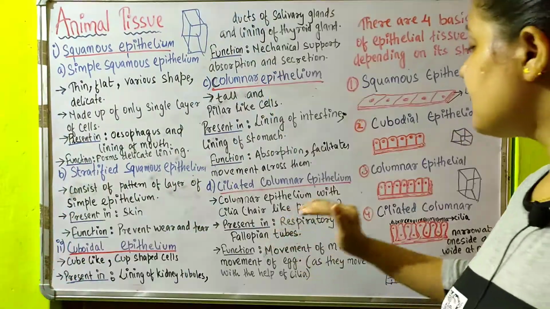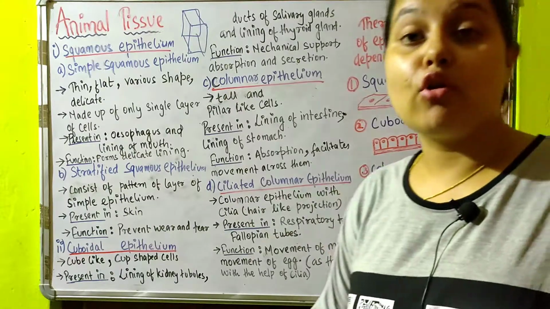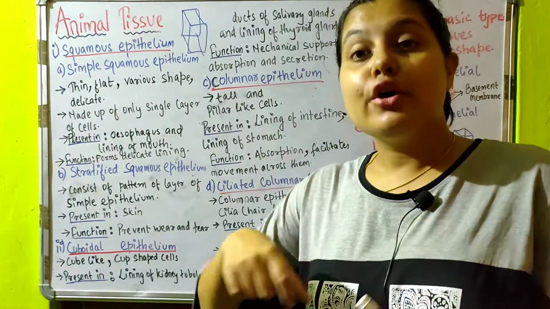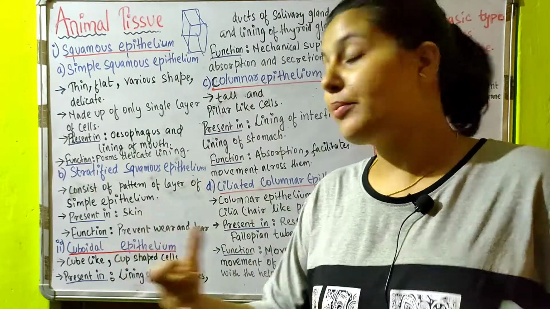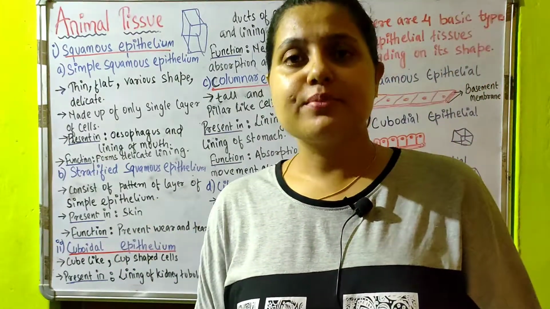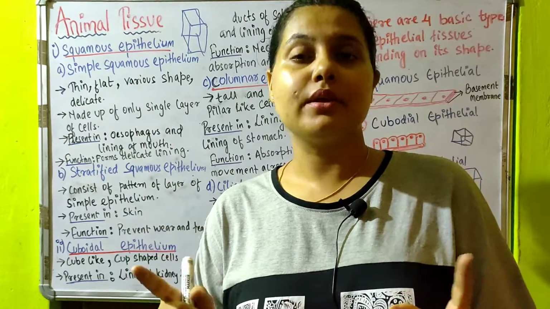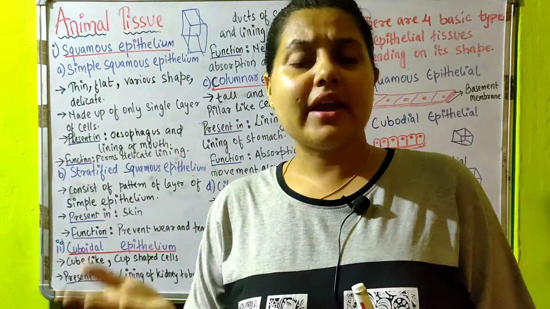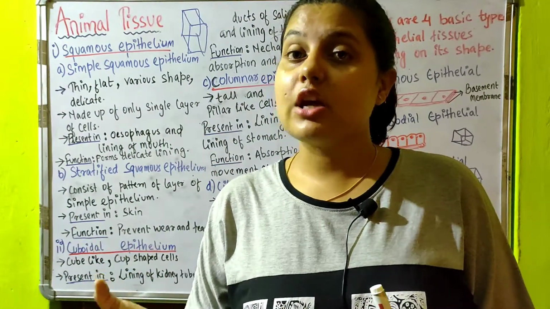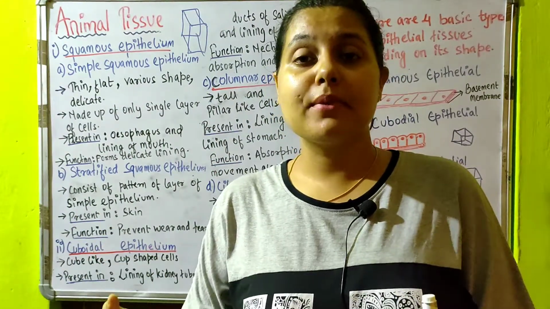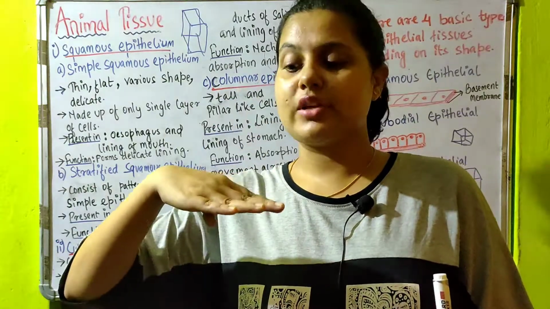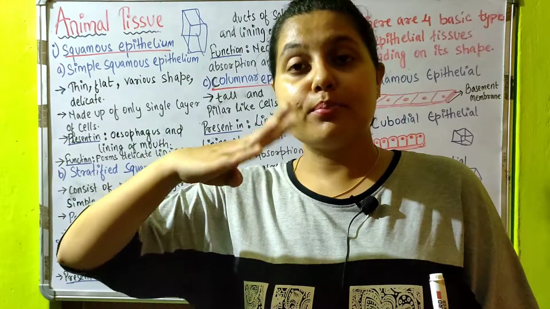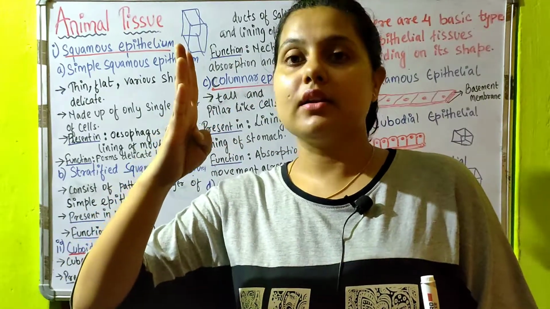It is present in the respiratory tract and the fallopian tube of the woman. Now when they are present in the respiratory tract, what do they help in? See, they have hair-like projections. That means if any dust particles enter our respiratory tract, then what happens? Those hair-like projections make a flip-flop movement, and they push the dust particles outside.